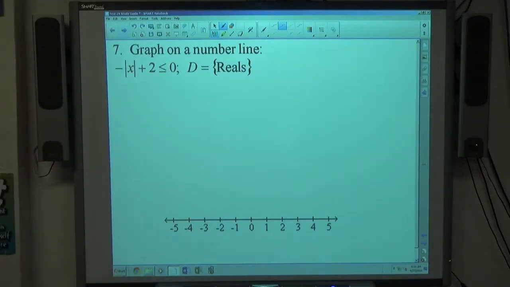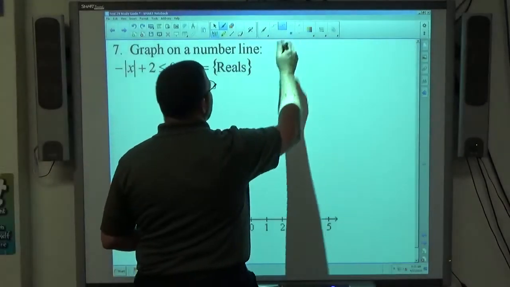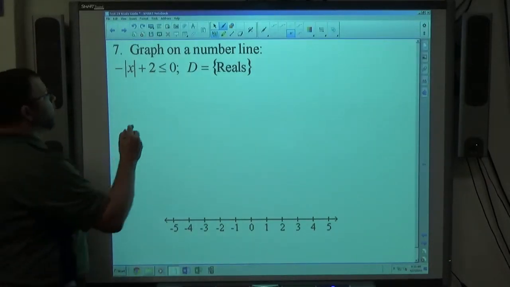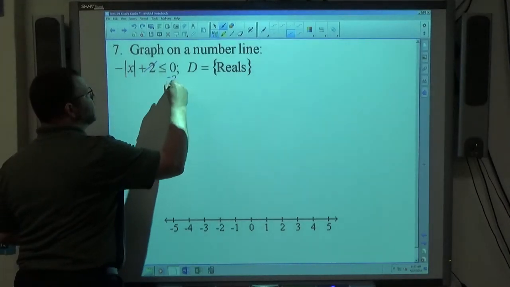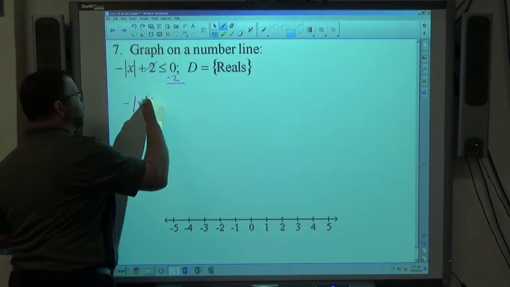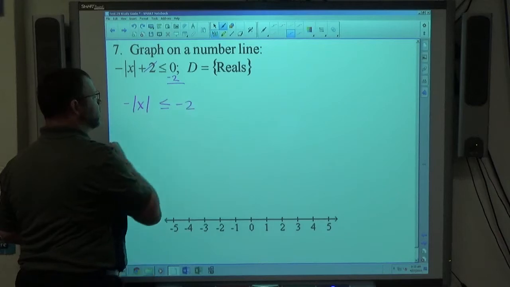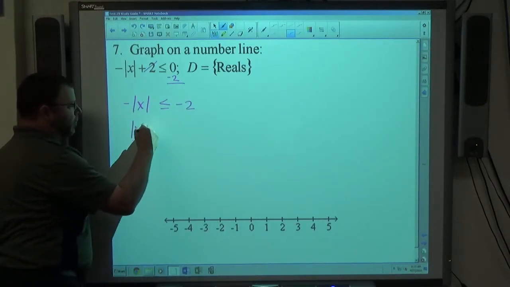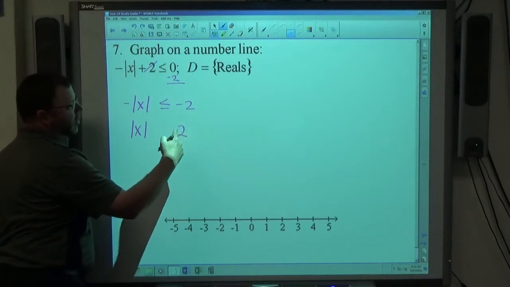Number 7. We have an absolute value inequality problem. First step of an absolute value inequality problem is solve for the absolute value expression. So I'm going to move the 2 to the other side. That gets me negative absolute value of x is less than or equal to negative 2. I want it to just be absolute value of x, so I'm going to change it to positive absolute value of x and change that to positive 2.